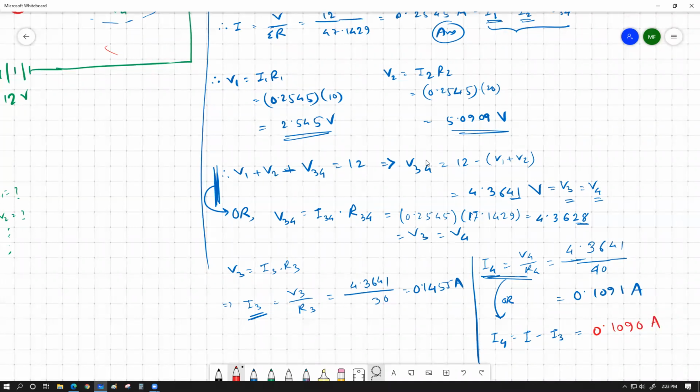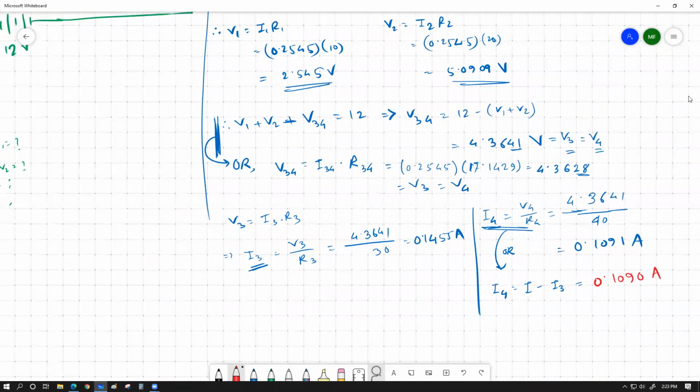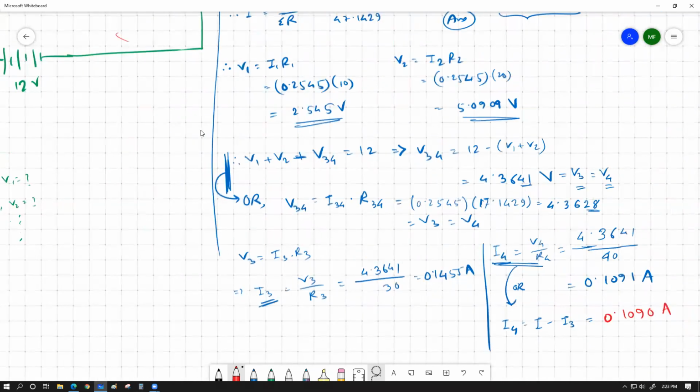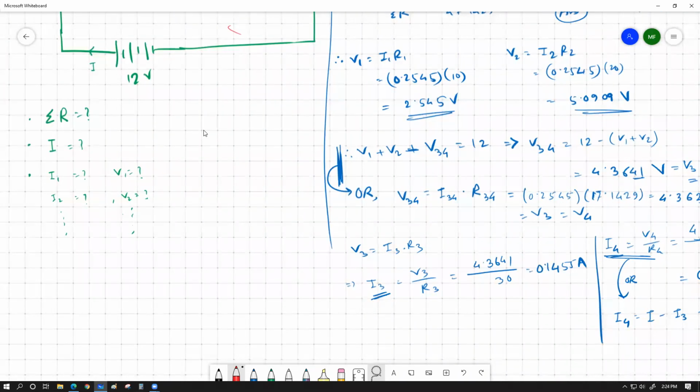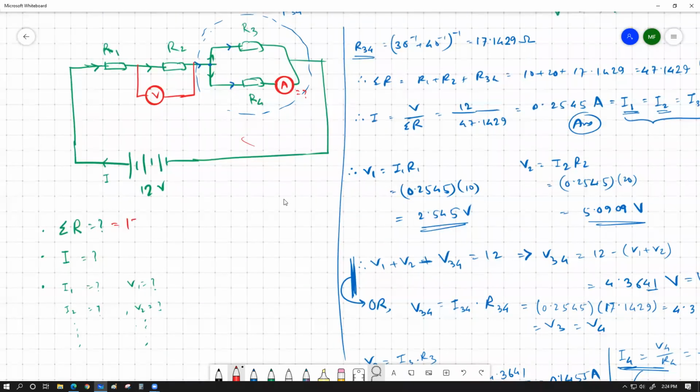So that's pretty much it. Now if I try to write all the values from this calculation, which is actually quite big, I can try writing here. Common resistance was calculated to be, in 3SF, 17.1. Main current was calculated to be 0.255 ampere, and I1 was also the same value, I2 was also the same.